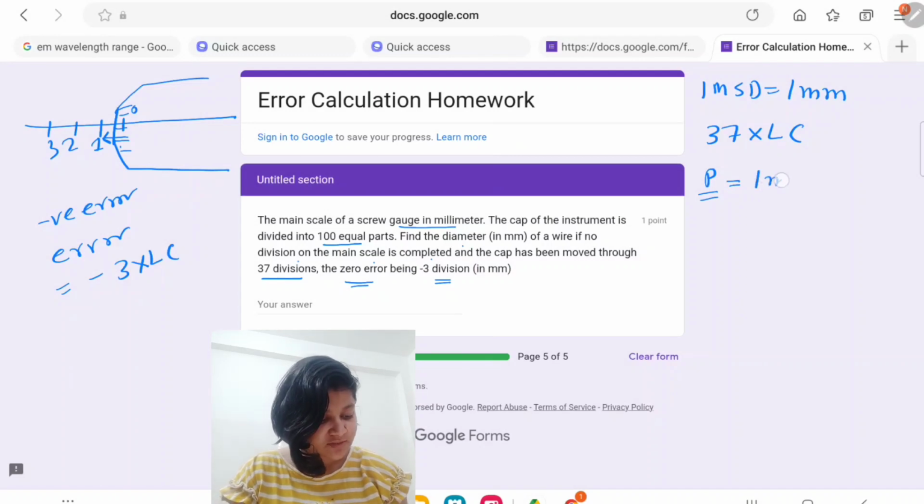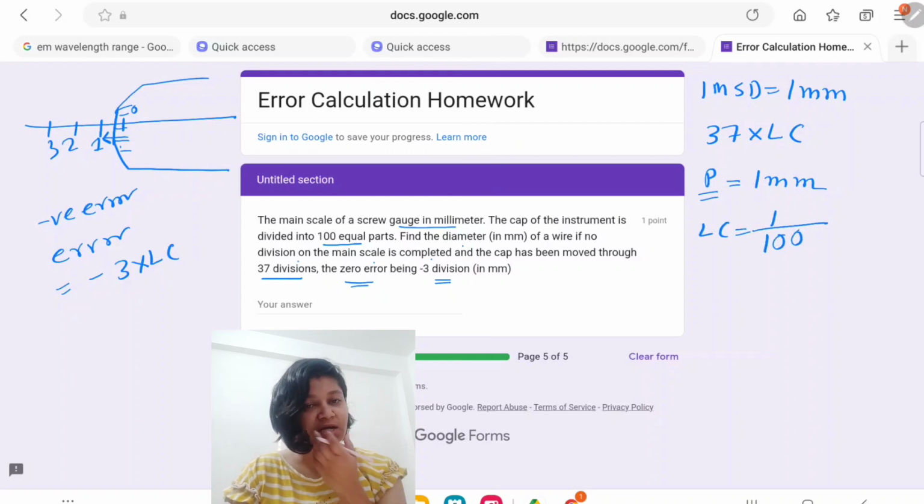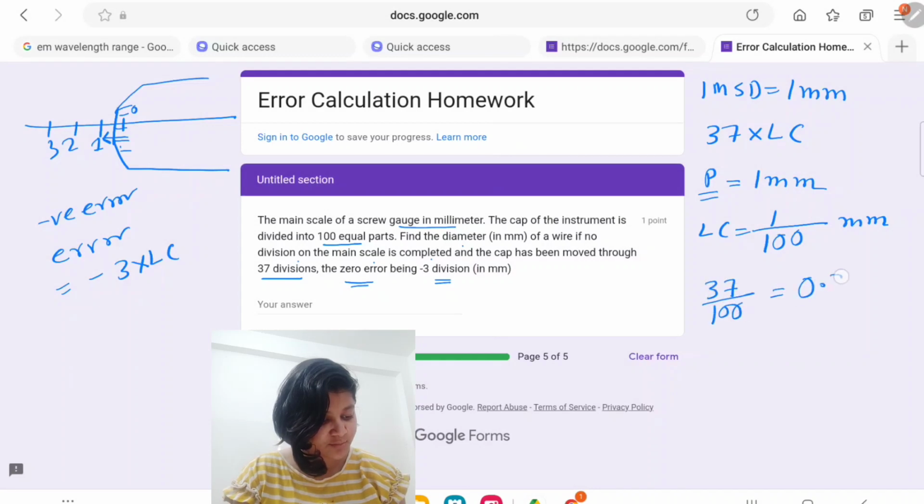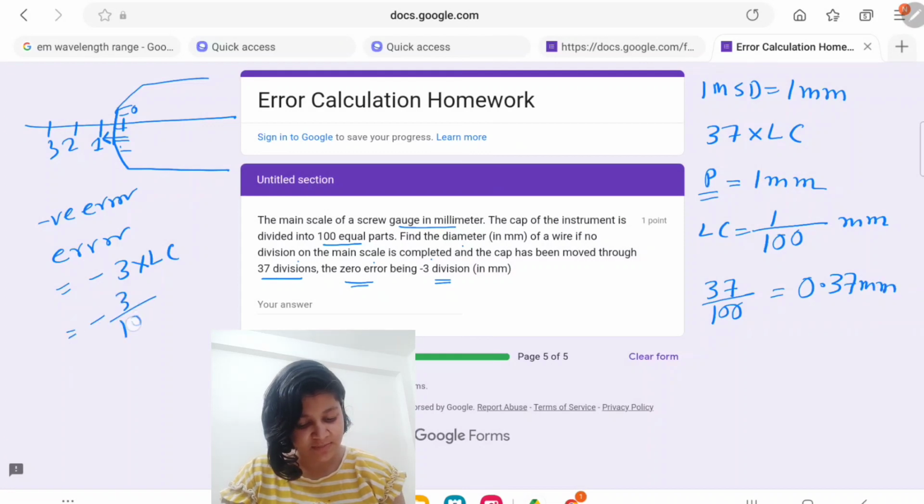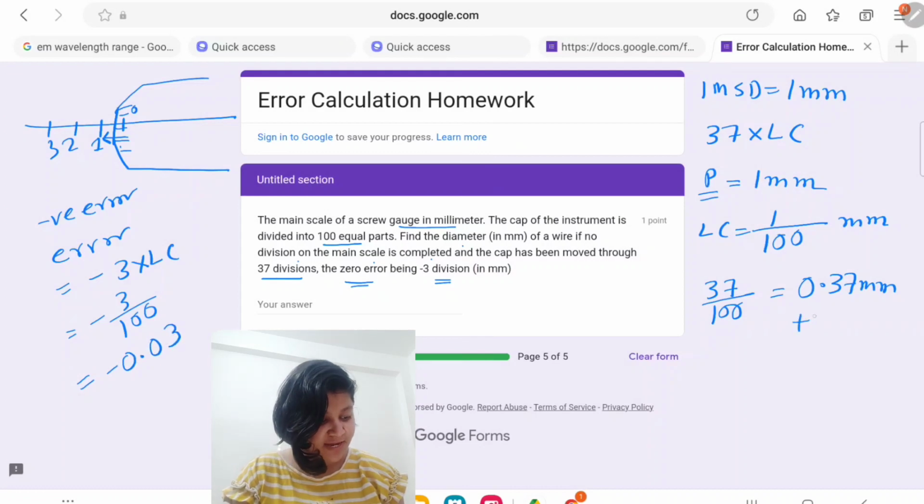So if the pitch is given to be 1 millimeter, then we can write that the least count is 1 by 100, as there are 100 equal parts, so there are total 100 divisions on the circular scale, and our least count comes out to be this. So our reading is 37 into least count, or 0.37 millimeter, and our error is minus 3 by 100, which is minus 0.03. So this error will be added up to give our final reading as 0.40 millimeter.